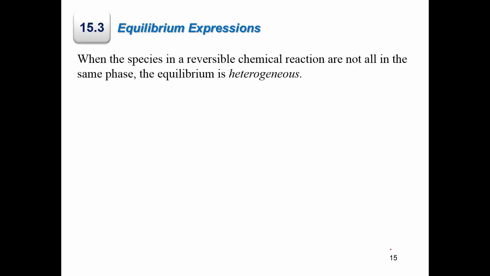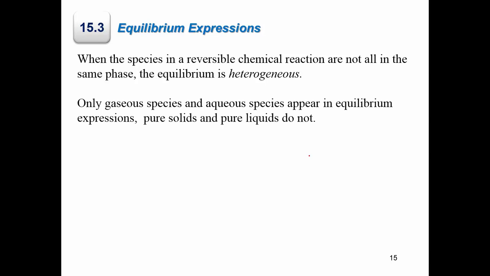Now these equilibrium expressions are very easy to write when everything is aqueous. But what if we have species of different phases? Well, then it's called a heterogeneous equilibrium. Only gaseous and aqueous species, this is very important, only the gaseous and aqueous species will appear in an equilibrium expression. So if you have a pure solid and a pure liquid, they will not appear.